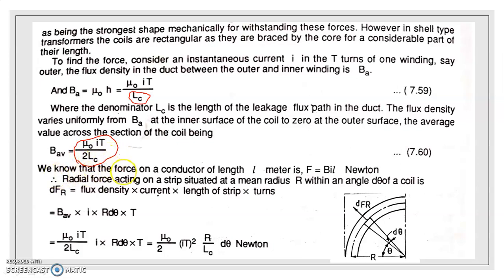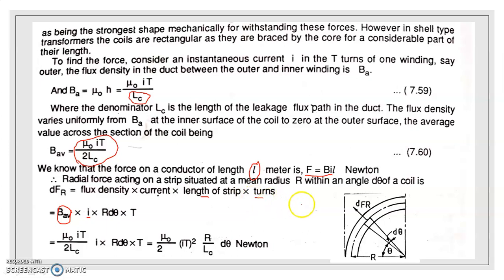Suppose the force on the conductor of length small l. As per the fundamentals, force can be calculated as F is equal to magnetic flux density into the current into the length of the conductor, which is in Newton. So the flux density is nothing but the average flux density here, current small I, length of the strip, and turns.